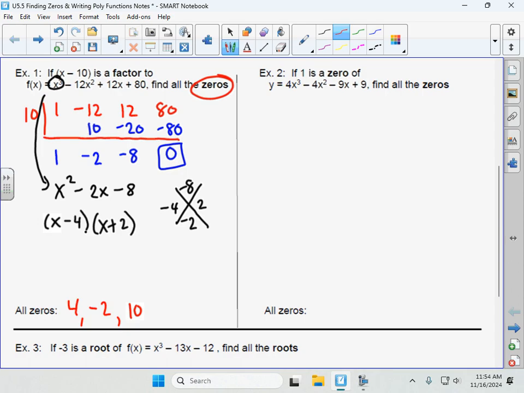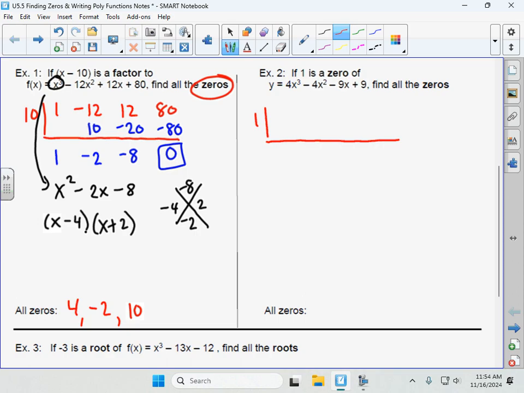All right, example 2. 1 is a 0 to this polynomial, find all the zeros. Since they're telling us that 1 is a 0 or a solution to the problem, using synthetic division, we don't change the sign. Remember, we only change the sign if they give it to us as a factor. So since 1 is the 0, we use 1. And because it's saying that 1 is a 0, when you do the synthetic division, you should get a remainder of 0.